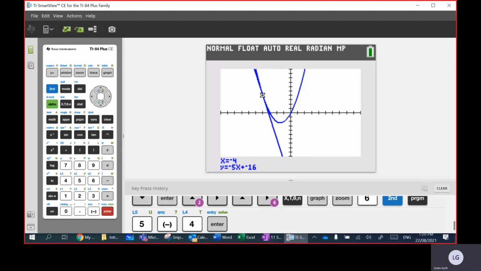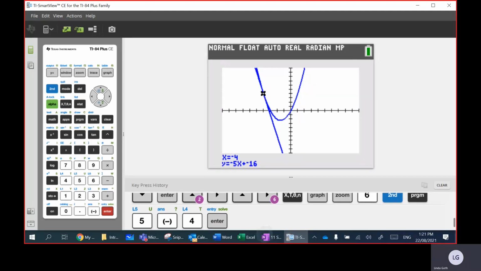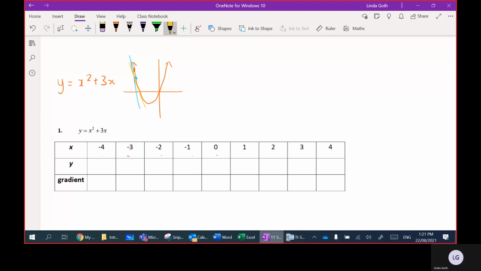So if I go back to my document, what happens at this point is that it tells me that the equation of the tangent is y equals minus 5x minus 16, which means that the gradient of the tangent at that point is minus 5. So I'm going to write minus 5 in here. Now, I haven't filled out any of these y values yet, so maybe I should go and do that.